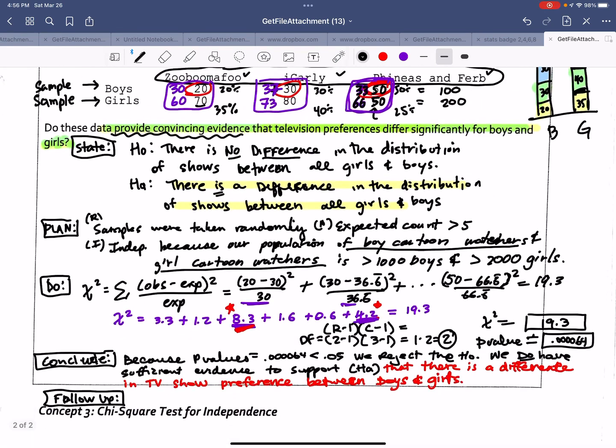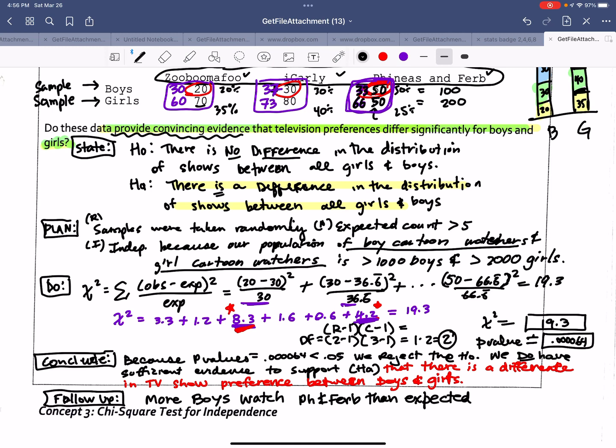All right, so I think we're ready for a conclusion here. More boys watched Phineas and Ferb than expected. We expected 66 women to watch Phineas and Ferb. So we could also say fewer girls watched Phineas and Ferb than expected.